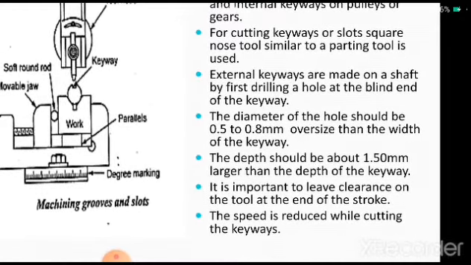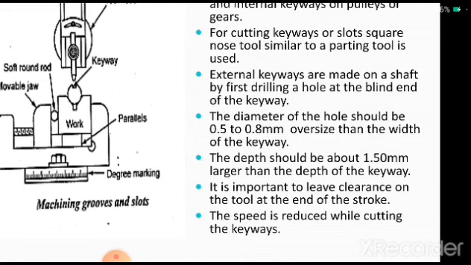External keyways are made on a shaft by first drilling a hole at the blind end of the keyway. At the blind end, meaning at the other end, a hole is drilled first so that the keyway production can be done very easily. The diameter of the hole should be 0.5 to 0.8 millimeter oversize than the width of the keyway. The depth should be about 1.5 millimeter larger than the depth of the keyway. It is important to leave clearance on the tool at the end of the stroke. This is very, very important. Some clearance is required so that it is possible to feed the workpiece correctly.